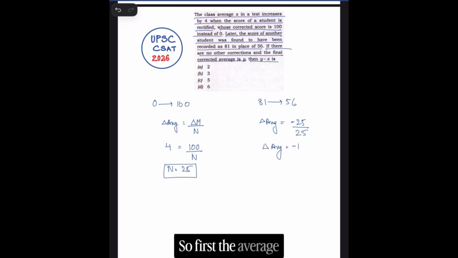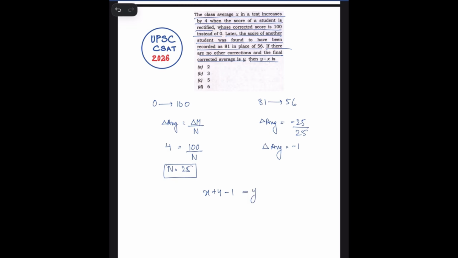So first the average increases by 4. So it becomes x plus 4 and then it reduces by 1. So x plus 4 minus 1. So this gives us the final average, which is y. So x plus 3 is equal to y. So y minus x is equal to 3. So this is what the question asks. Hence the correct option is option B.